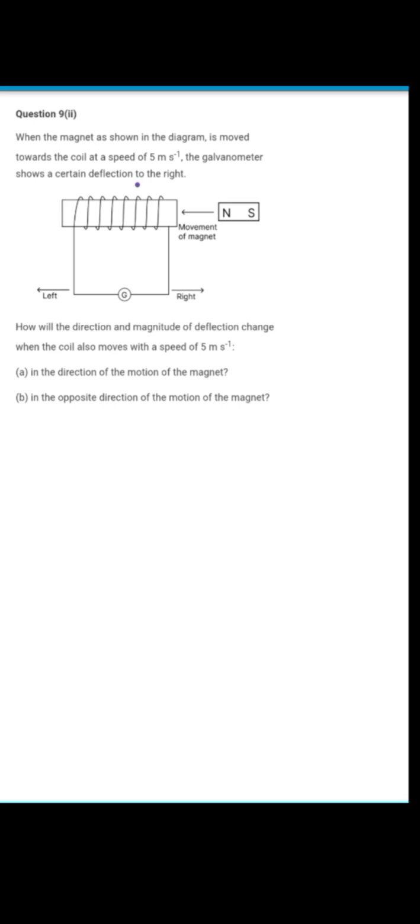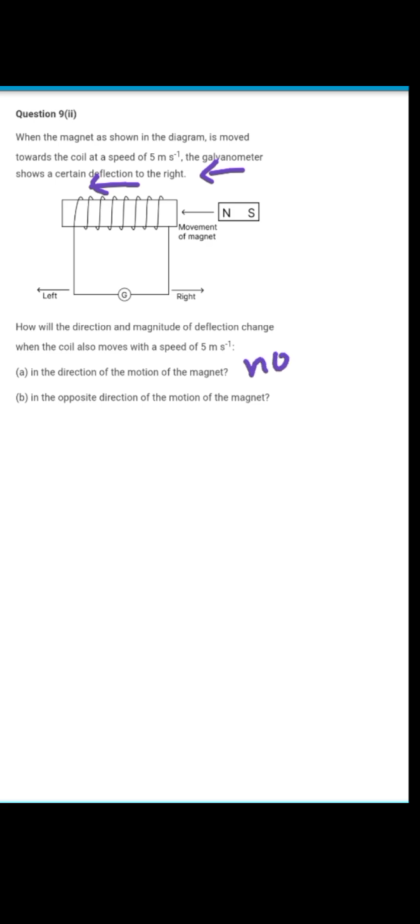So both the magnet and the coil are moving with the same speed. So what is going to happen? If both of them are moving in the same direction and that too with the same speed, will it create any change in the magnetic field? Of course not. Both of them are moving with the same velocity, so it is cancelling out. So there will be no deflection.